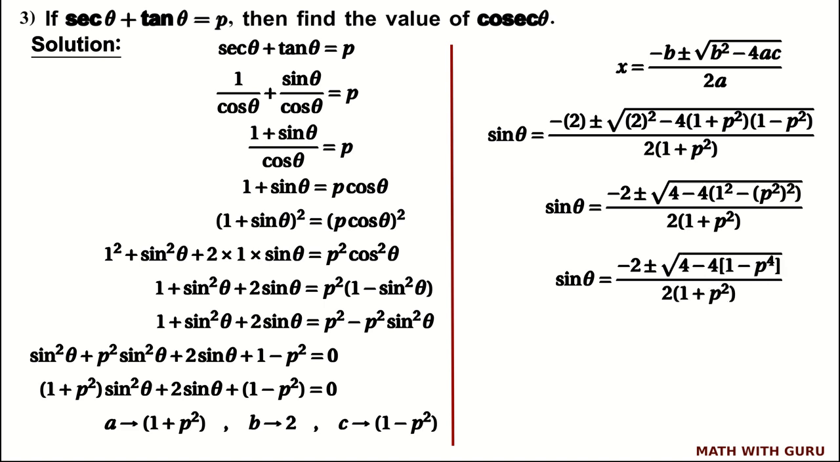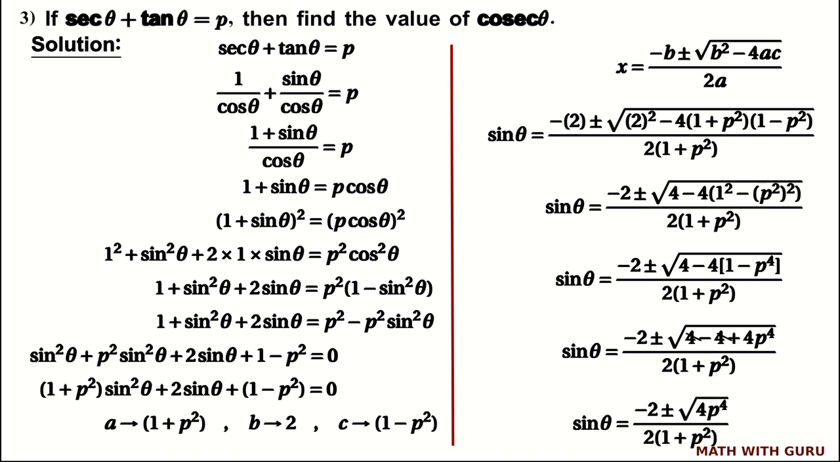Sin theta equals minus 2 plus or minus root of 4 minus 4 into (1 squared is 1, p squared whole squared is p power 4), divided by 2 into (1 plus p squared). Sin theta equals minus 2 plus or minus root of 4 minus 4 plus 4p power 4, opening the brackets, whole divided by 2 into (1 plus p squared). Then 4 minus 4 get cancelled. We get sin theta equals minus 2 plus or minus root of 4p power 4 divided by 2 into (1 plus p squared).